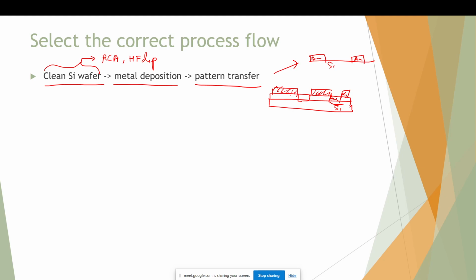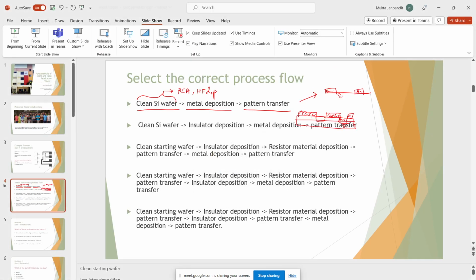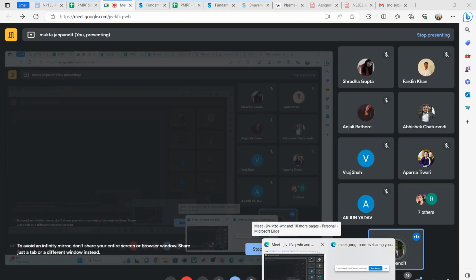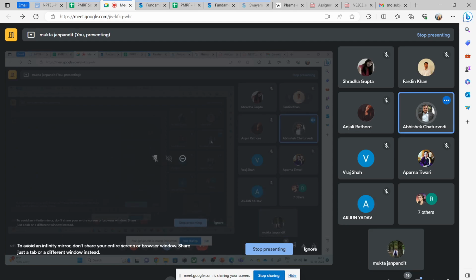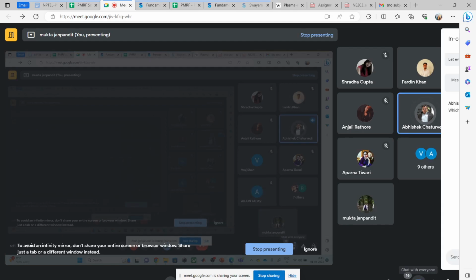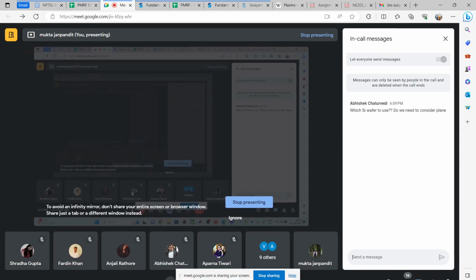Hello? Am I making sense here, or is this too much new jargon? Mukta, can you check the messages? I have the basic question of which wafer to use. I have put it in the messages. Okay, I see. I was not actually checking the messages. No problem, thank you, because this is all new to us. Which silicon wafer to use?